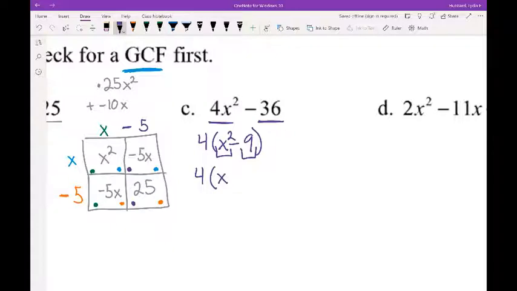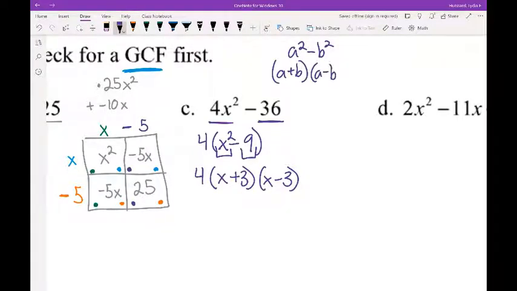The square root of 9 is 3. So I would say x plus 3, x minus 3. Because remember, a squared minus b squared factors to a plus b, a minus b. So you need to take the square root of both of those and then add them together and subtract them.